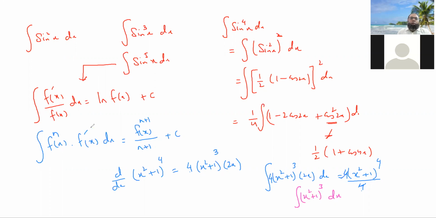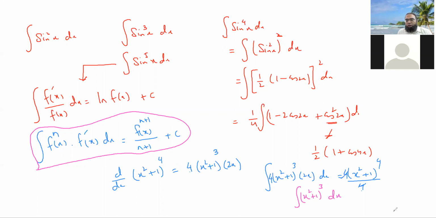Okay, so you have to learn this really well, that whenever there is an expression, it has a power on it, and next to it you have its derivative, you can simply write this as f of x to the power n plus 1 over n plus 1.